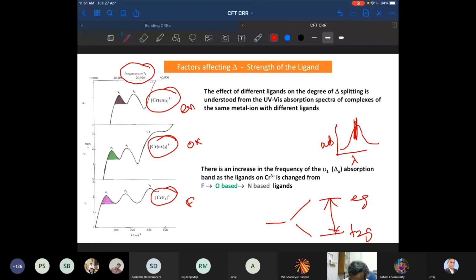Now, who decides this gap? That's what we have been studying: the strength or nature of the ligand. The nature of the ligand decides whether it is a weak field ligand or a strong field ligand. Ethylenediamine is a strong field ligand, as you know, so your frequency is here. Oxalate falls in the middle. Fluoride, you know that halides are weak field ligands that go to the far end. Oxalate falls in between, right?